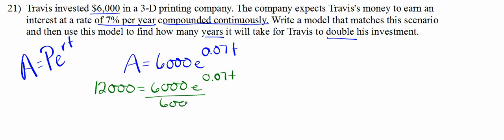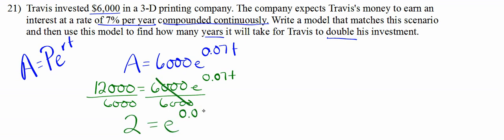Well, look what happens when I divide by 6,000. How did I get to 12,000? I multiplied 6,000 by 2. So when I divide that number by 6,000, I get 2. Okay? So the doubling time is always going to take this form with these equations where you have 2, because I want to double, equals E to the rate times time.